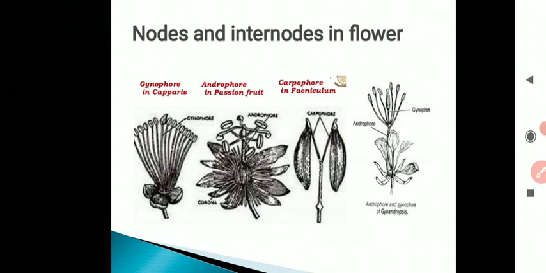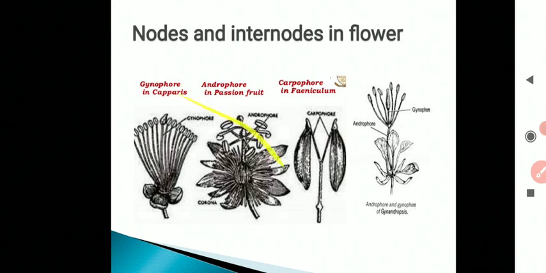gynandrophore or androgynophore. In Foeniculum and Coriandrum, the thalamus projects into the ovary and the carpel remains fused to it, separating at maturity. And this prolongation of the thalamus is known as carpophore. So, this condition is found in Foeniculum or Coriandrum.